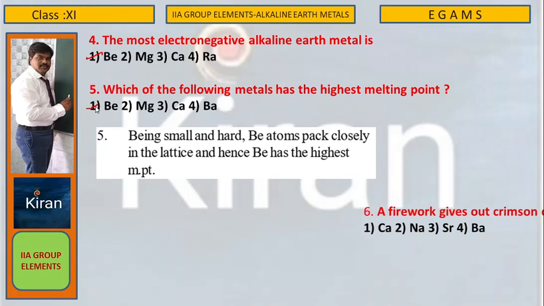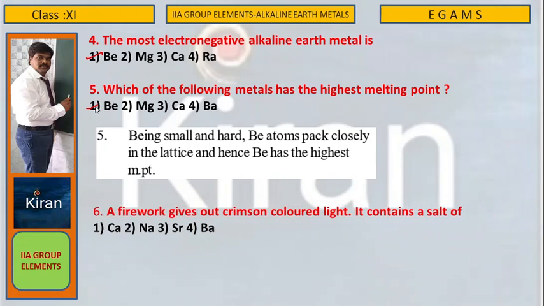Sixth question, a firework gives out crimson colored light. It contains a salt of dash. In the Bunsen flame, one of the alkali and alkaline earth metals can show a crimson red color. The crimson red color giving element is which one? Yes, crimson red is the strontium element. The right option is strontium.